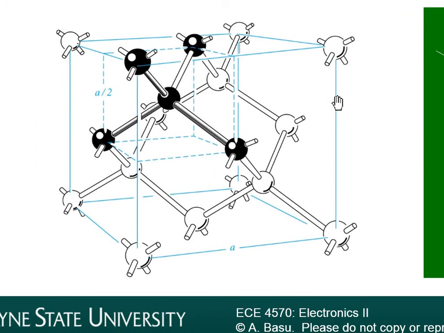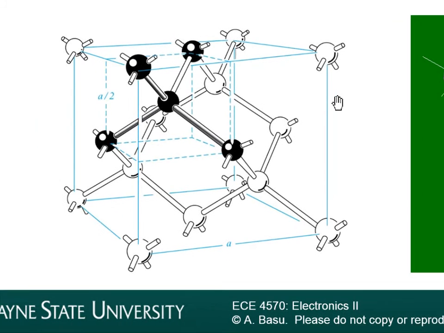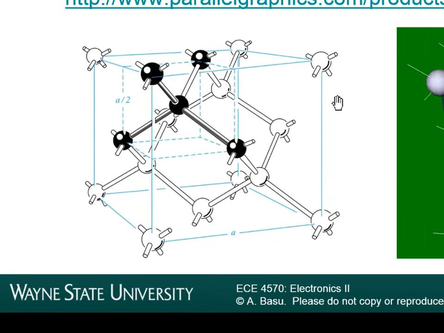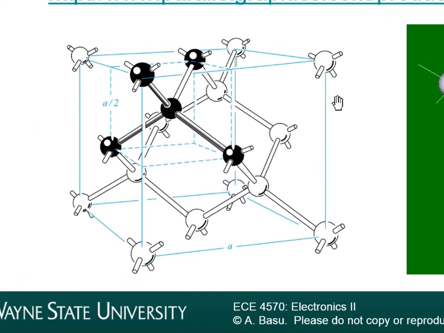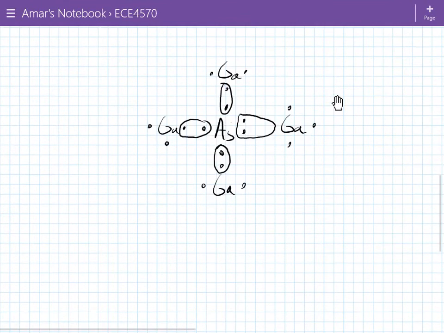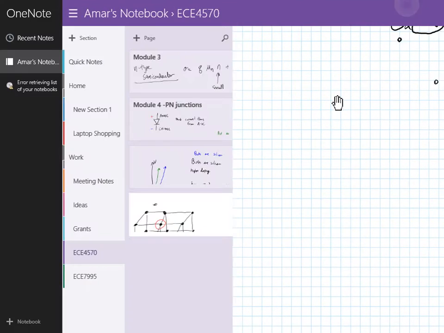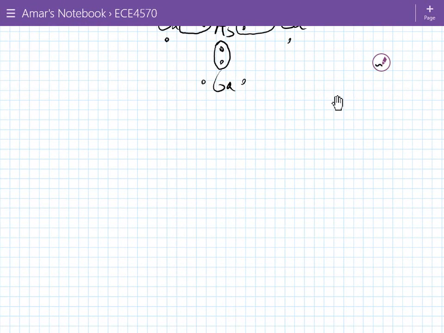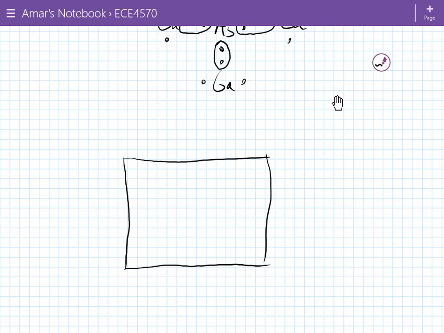How's another way to describe the four atoms? Let's see. Let me get the pen out. I can draw this here. So where are the central atoms? Let me just redraw the FCC lattice one part at a time so you can get the diamond lattice one part at a time and get an idea of where those atoms are.